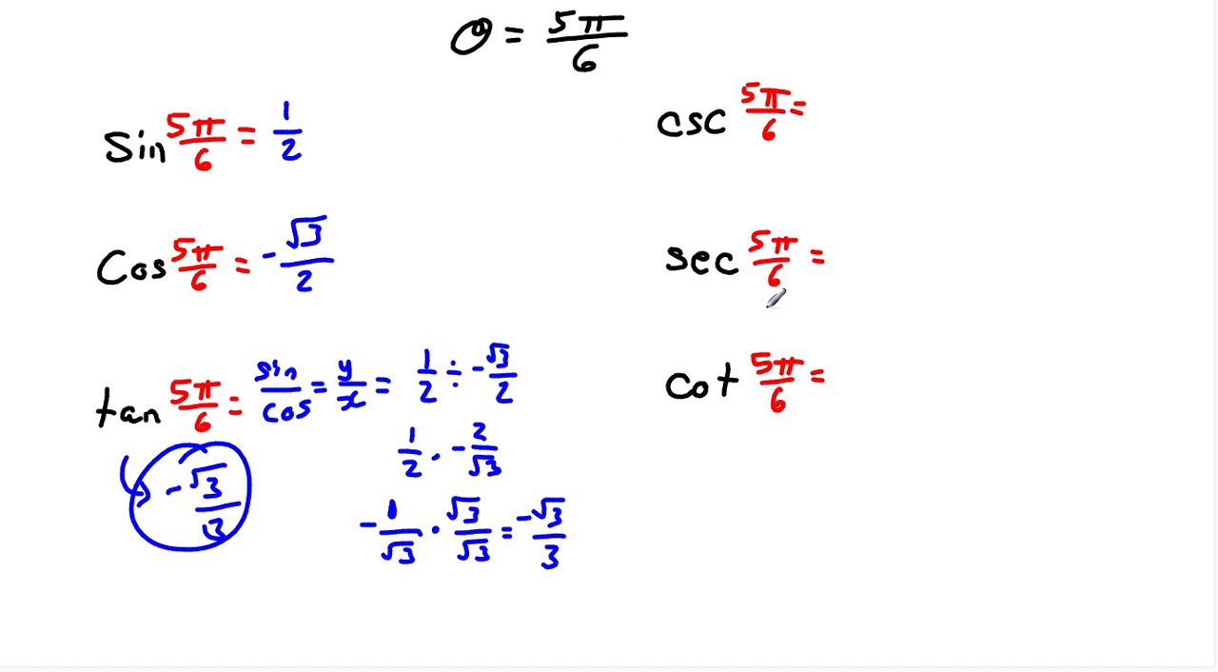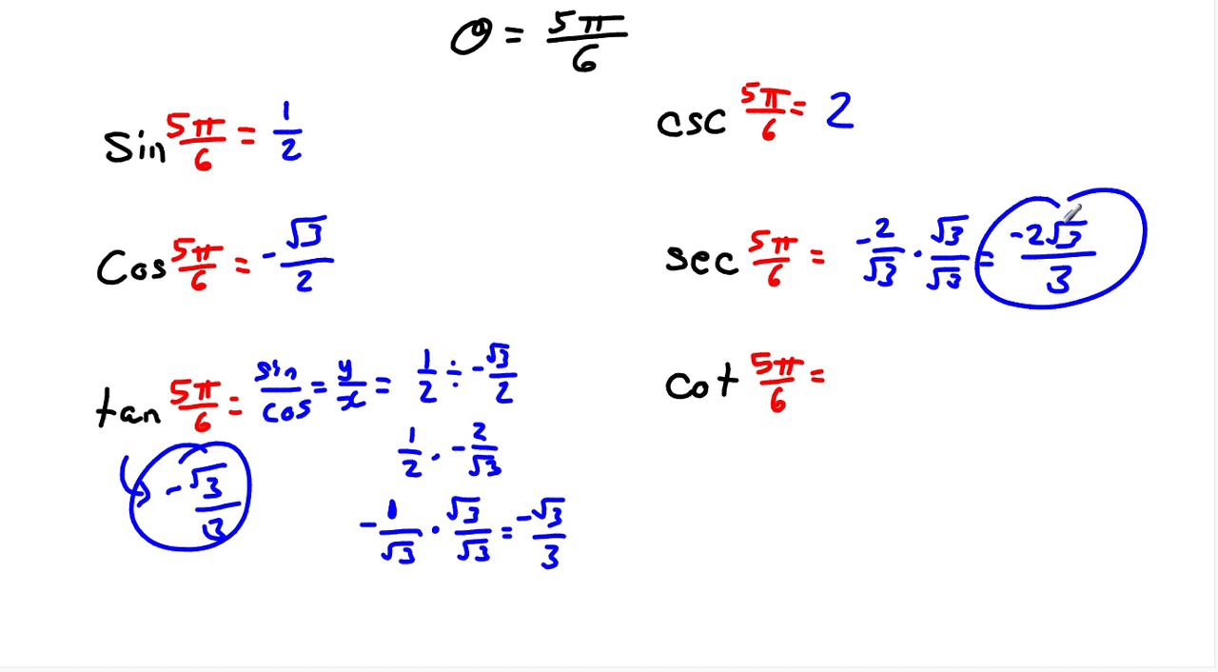Everything on the right-hand side here is just going to be reciprocal. So the reciprocal of 1/2 is going to be 2 over 1, or just 2. Over here, this is going to give me a negative 2 over root 3. Yet again, I can't have a radical in the denominator. So I multiply, so I get negative 2 root 3 over 3. And that can't be reduced, so that's it.